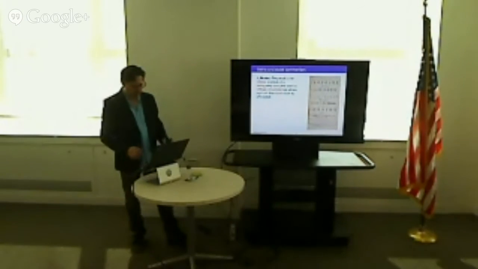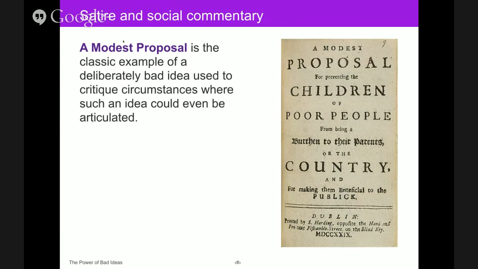And the classic example of this, did people study this in school? Anyone? A Modest Proposal? Jonathan Swift? Yeah. Right. This was saying that the poor people in Ireland could sell their babies to the rich, who would pay to eat them.